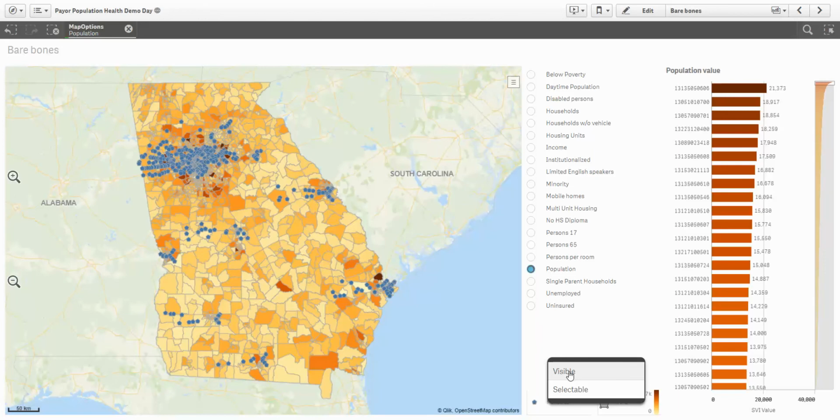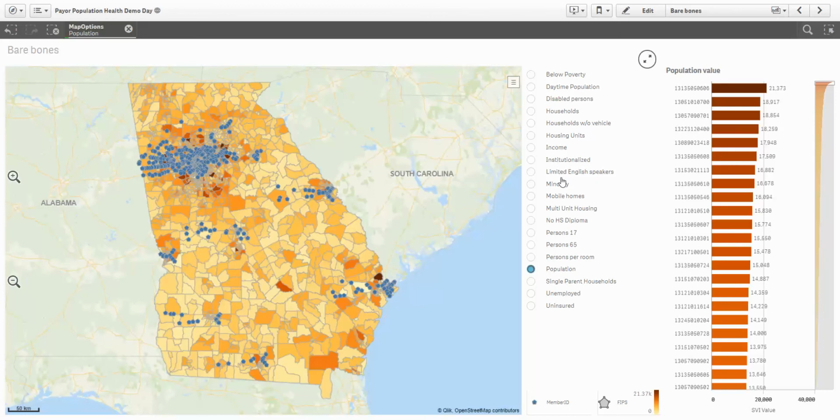And the nice thing about this is as I add in where my members live, I begin to translate from seeing just where they live to how they live. I've got an immediate picture here of how many of my members live in a very highly populated urban area versus those that are living in very rural areas of the state. And if I were looking at income or limited English speakers, I'm seeing how my members live, not just where they live.